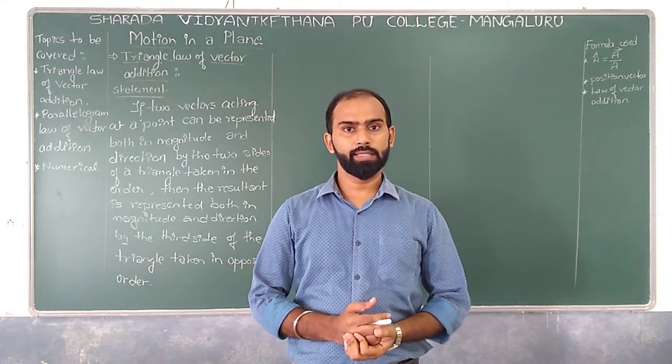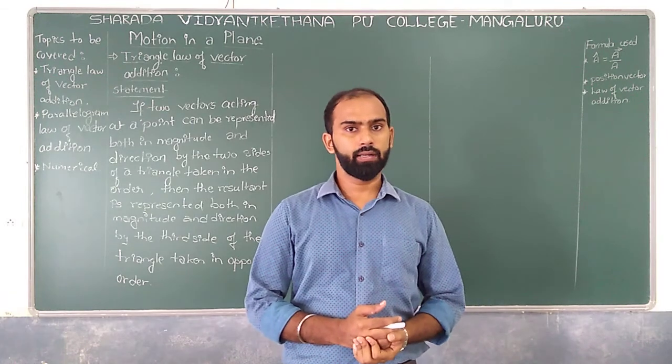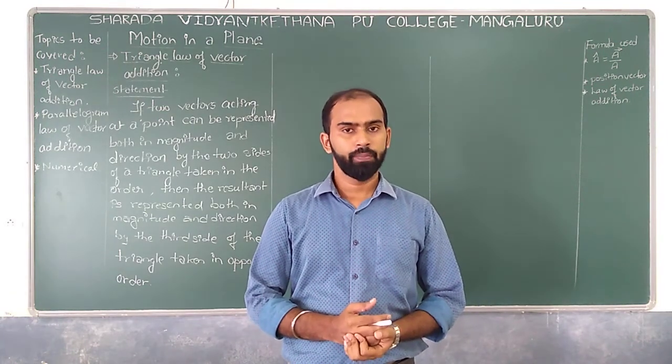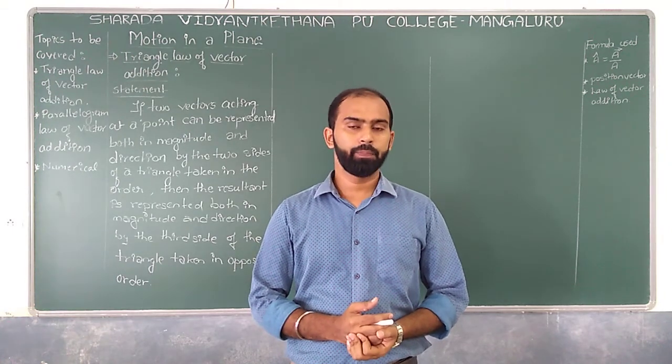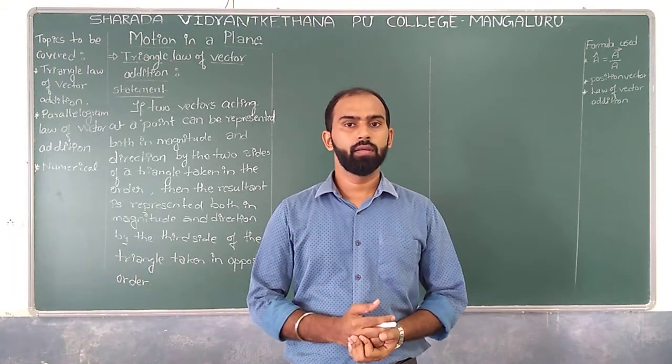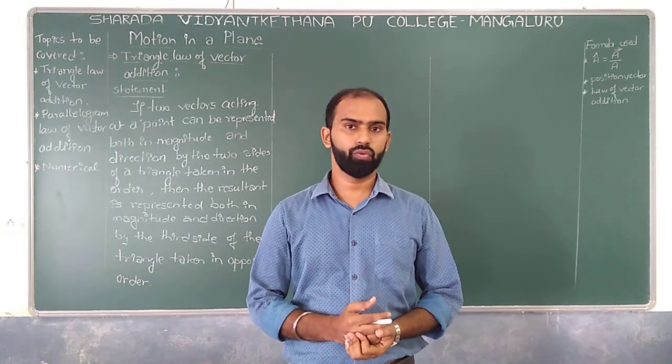So right now we are in the chapter that is motion in a plane, right? Under this chapter we have discussed a few things like vectors. Under vectors we have seen different types of vector, that is unit vector, coplanar vector, concurrent vector, as well as resultant vector. So these are the basic forms of vector we have seen so far, right?